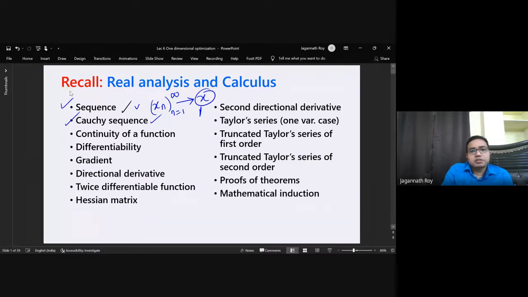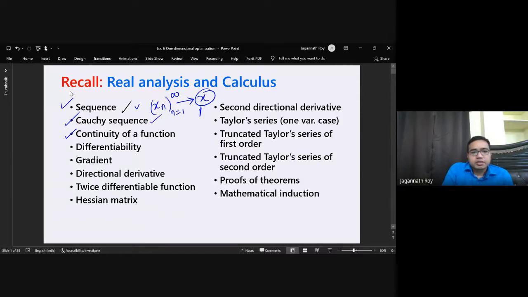A real Cauchy sequence is always convergent. Then we have seen also the boundedness of a sequence. Then continuity of a function. In simple words, a function is continuous if we can draw the graph of this function without lifting the pen. If I lift it, then it is not continuous anymore.